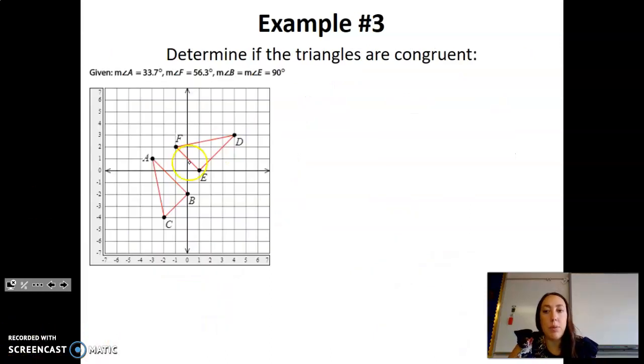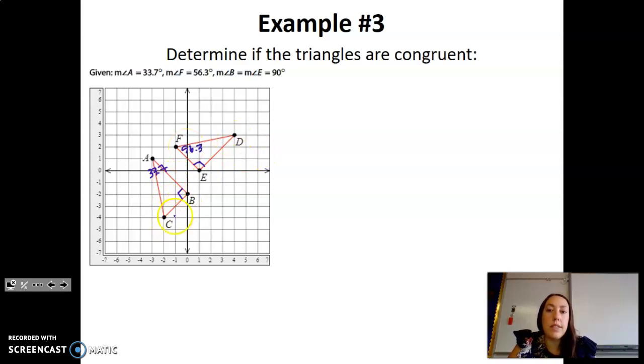All right, our last example, we're going to see if these two triangles are congruent, but they're just in the coordinate plane. So we got angle A is 33.7. We got angle F is 56.3, and then we know that we have two 90-degree angles here. B and E are both 90. So let's write in A, 33.7. Let's write in F, 56.3.